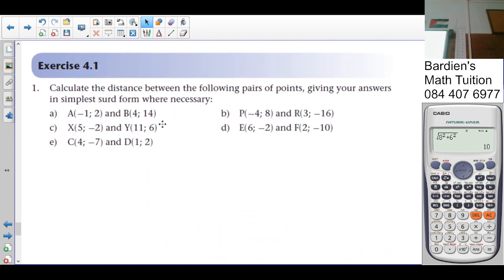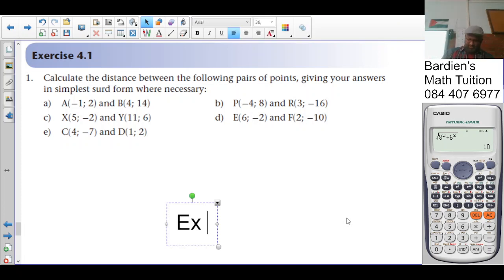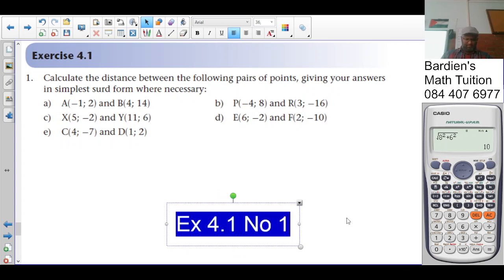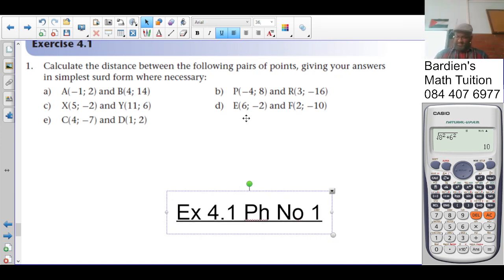Then we went into exercise 4.1. Okay, any problems with number 1 in exercise 4.1? Any problems here, people? You sure? Okay. Exercise 4.1 is on page? 84. Okay. So number 1 is fine.